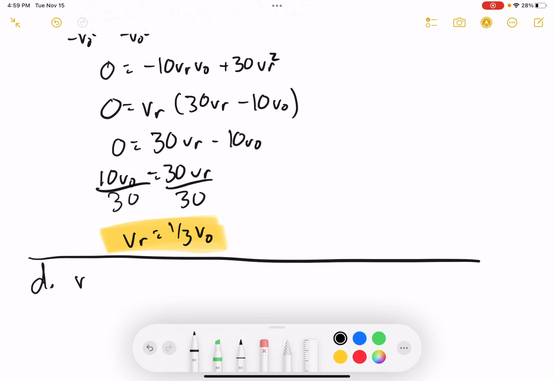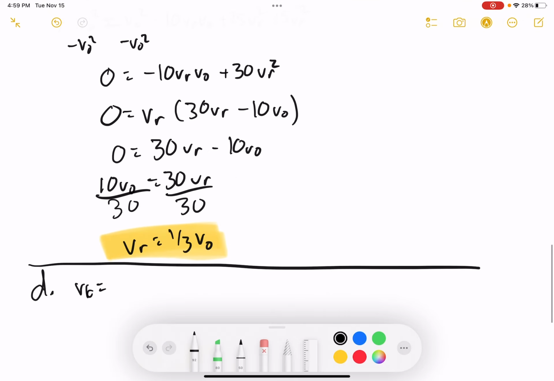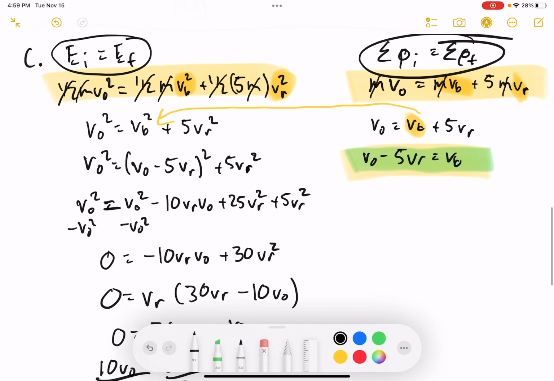So we have velocity of the block is equal to V naught minus 5 VR. Whoops. VR. Sorry about my dog barking every once in a while. She's very cute, but she can get a little restless at the end of the day.